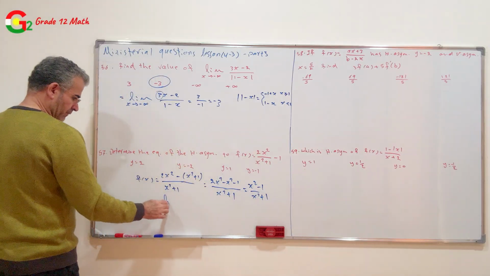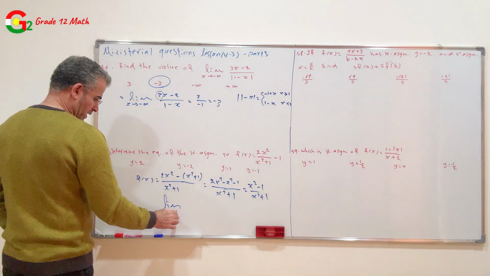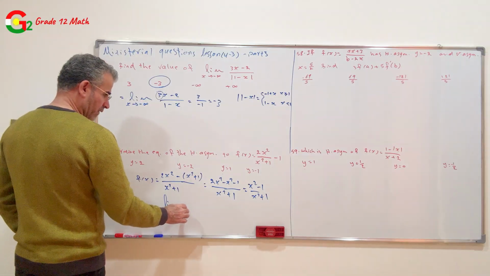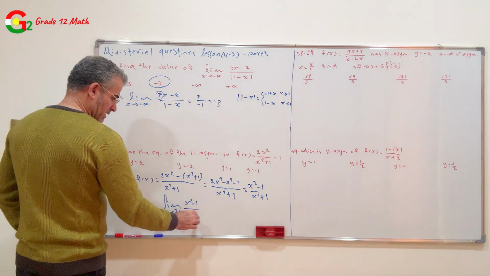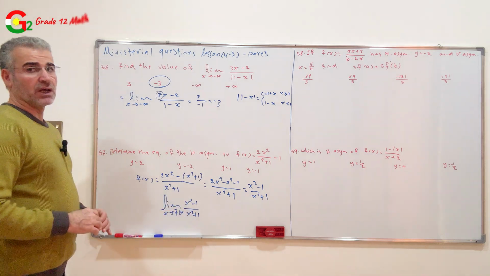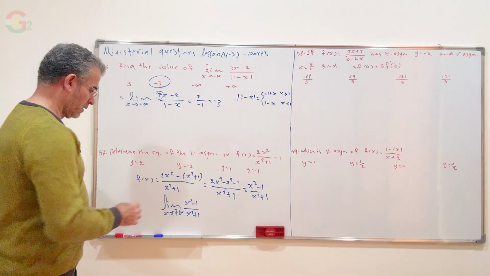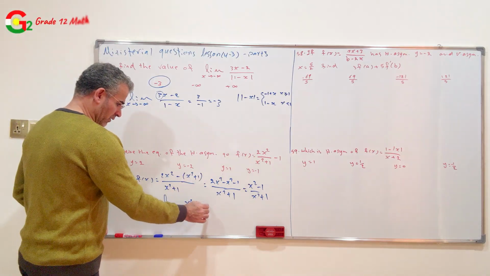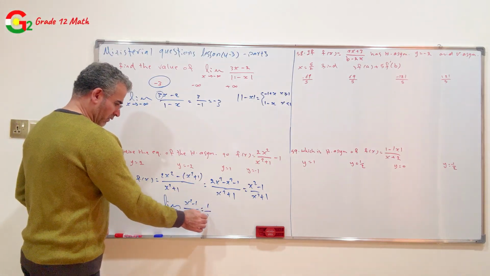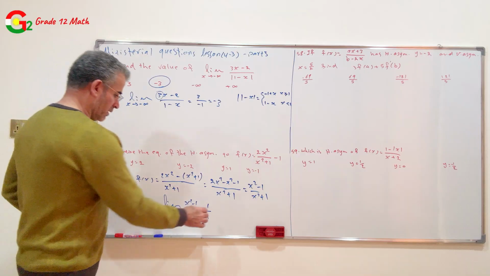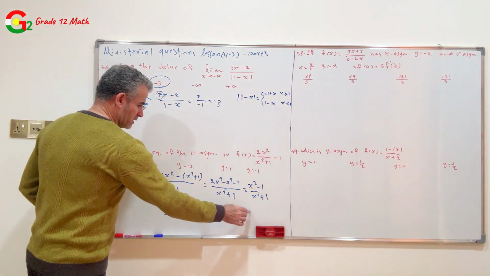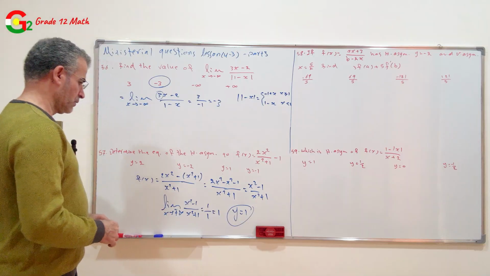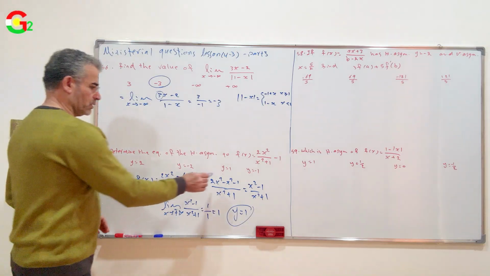Take the limit of this function as x approaches negative or positive infinity. Since the degree of the numerator and denominator are equal, the coefficient of the leading term in the numerator is 1 and in the denominator is also 1, so the answer is 1. The equation of the horizontal asymptote is y = 1. Choice C.